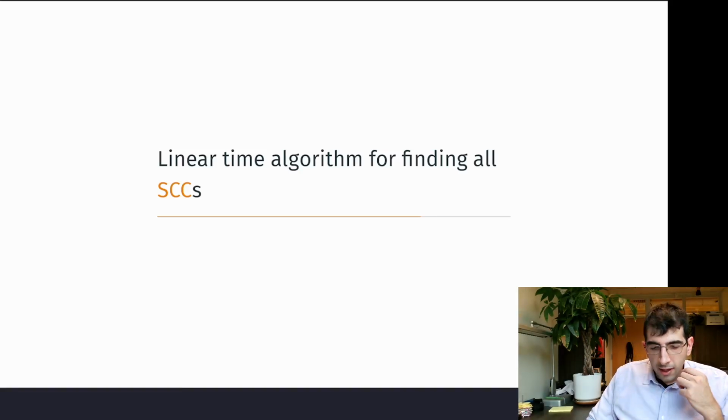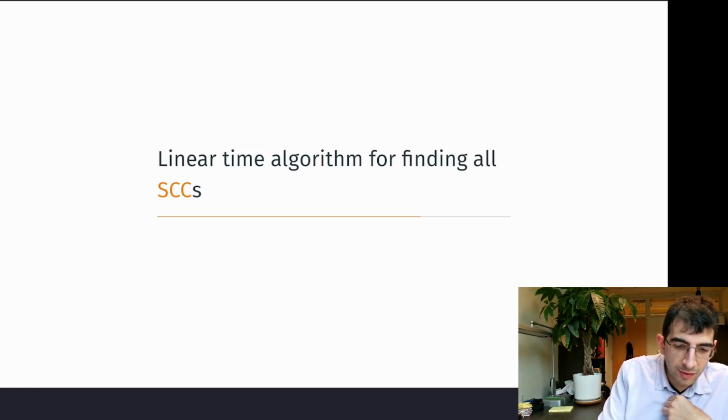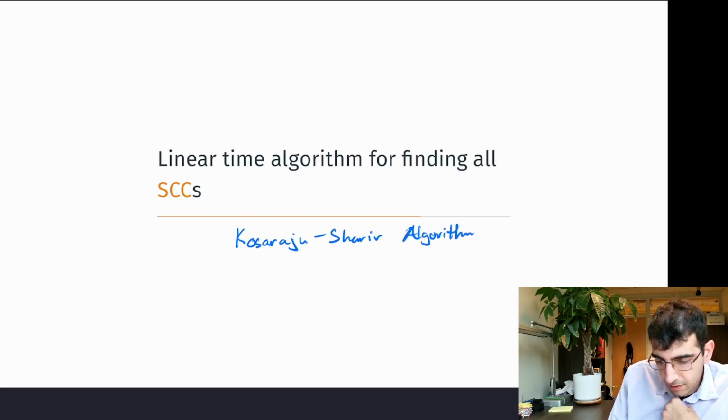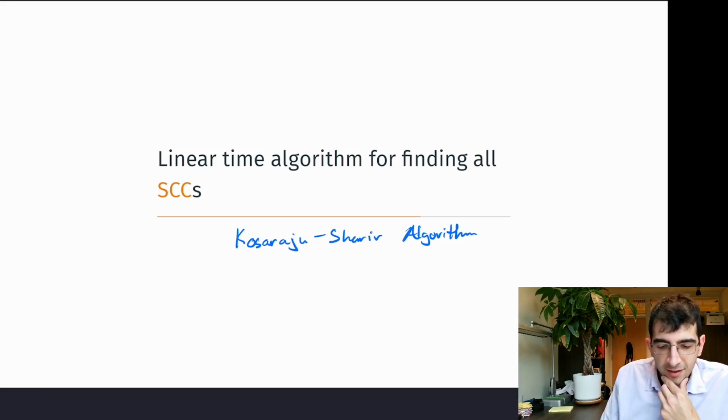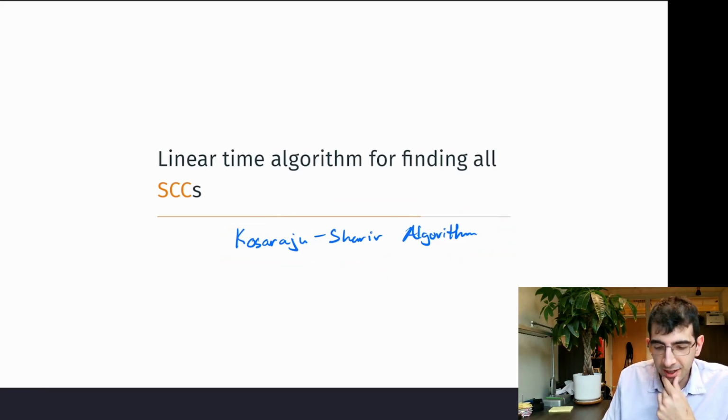Okay, so let's start developing our linear time algorithm for finding all the strongly connected components in a graph. Specifically, we are going to go over an algorithm known as the Kosaraju-Sharir algorithm. The history of this algorithm is a little entertaining. I'll leave that for you to look up on Wikipedia.